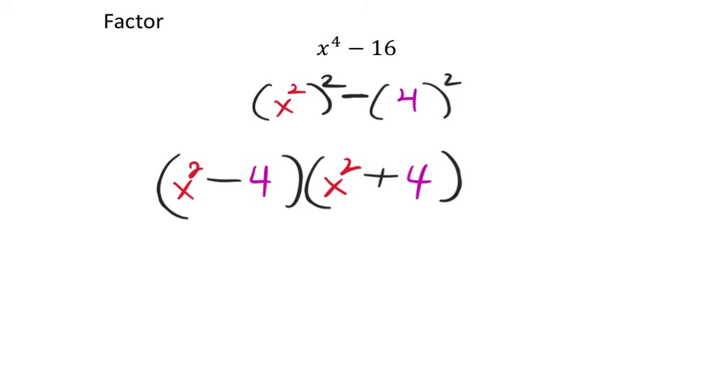Now, this looks pretty good. And we can feel good about what we just did. But it can be factored even more. Not this one, though, because we haven't gone into addition of 2 perfect squares like this. But this is still a minus of 2 perfect squares.